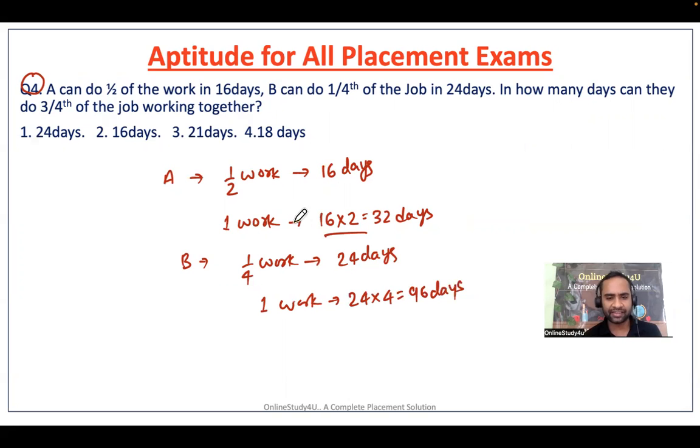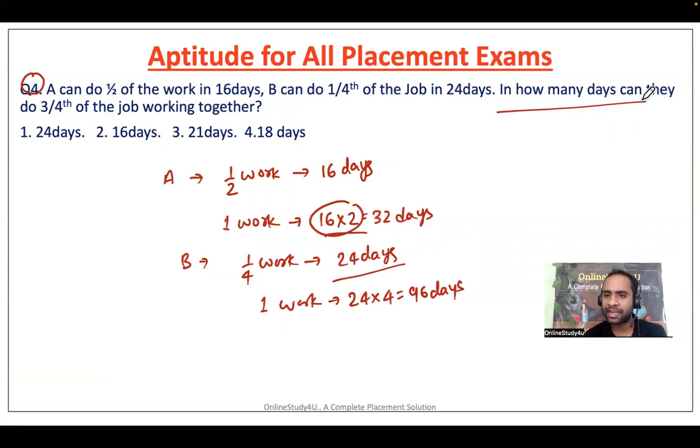So this you will be easily able to do. Friends, if your work is half, so half work in 16 days. So for the full work, your time will increase, which means you have to multiply 16 into 2. 1/4 work, like 25% of the work, in 24 days. So if you want to do the complete work, your time will increase, so we have to multiply by 4.